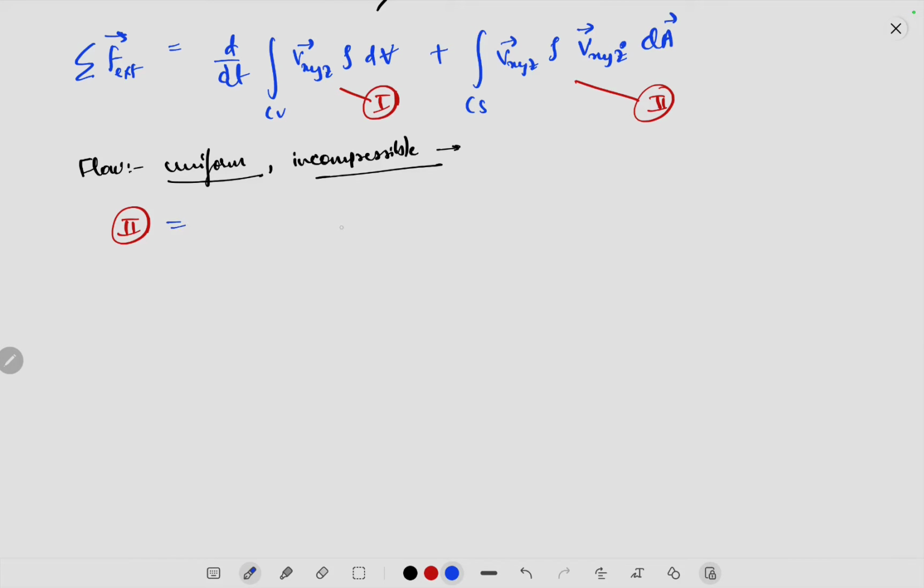In that case term 2 would become, since I can take v_xyz vector outside of this integral, v_xyz vector, and since it is incompressible fluid, I can take rho outside. This will become integral over CS of v_xyz dot dA. Okay, all right. So now can you recognize this term? Have you done some simplification for this term before?